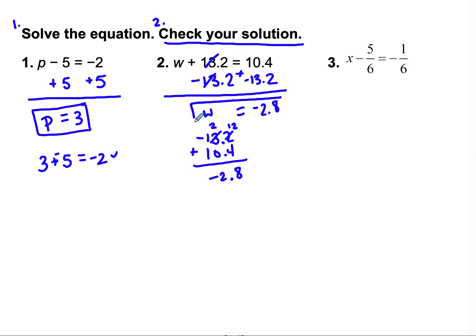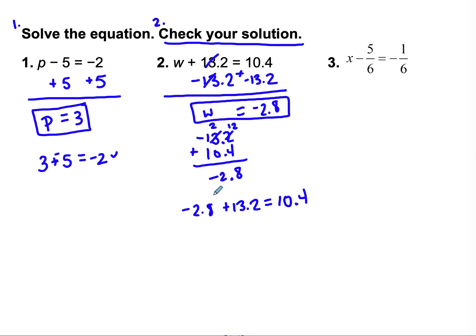That's the answer to my equation. Now I need to check it. Negative 2 and 8/10 plus 13 and 2/10 equals 10 and 4/10. Okay, unlike this one where it was just a basic fact I could see really easily, I can't really see that very well on this one. Now my 10 looks like a 16, so I'm going to just neaten it up a little bit. And there we go. Okay. So here I'm going to have to do a little bit more work.